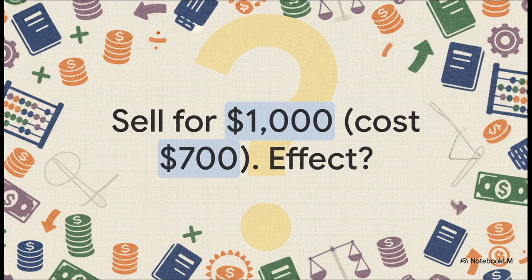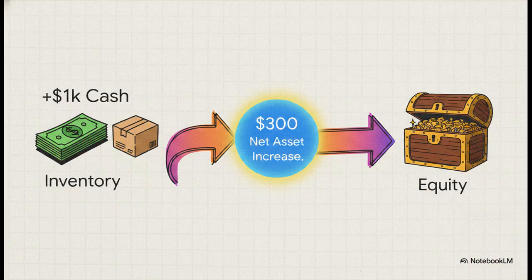Now listen carefully to this one, because it is the toughest transaction question from our source material. Let's say a business sells goods for $1,000 cash, but those goods originally cost the business $700. How exactly does this specific transaction affect the accounting equation? Think about all the moving parts here. Okay, let's break down the net effect.